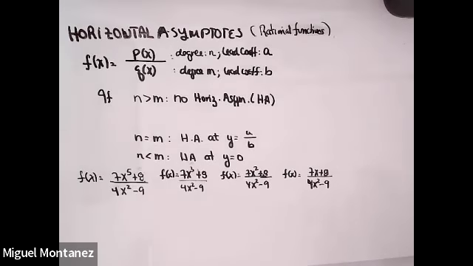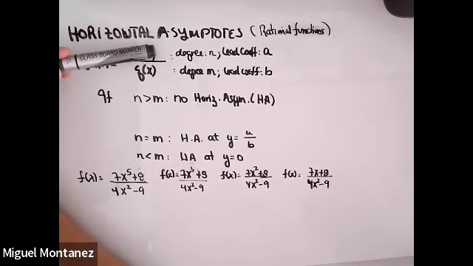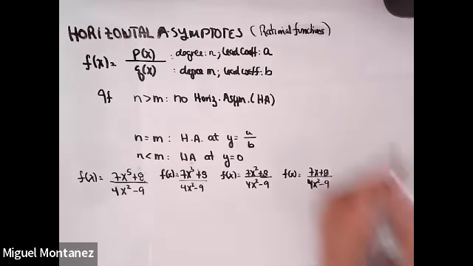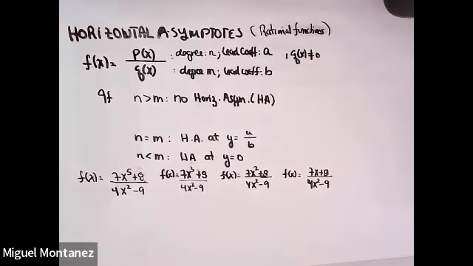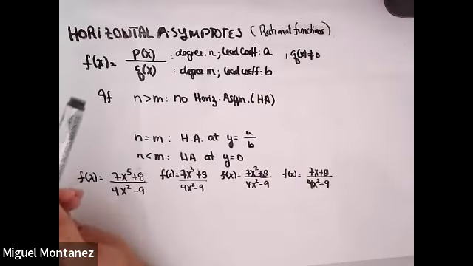This is going to be a short video on how to find horizontal asymptotes if we have a rational function. Of course, a rational function is a quotient, a division of two polynomials, p of x divided by q of x. Of course, q of x cannot be zero. Otherwise, it won't be defined.